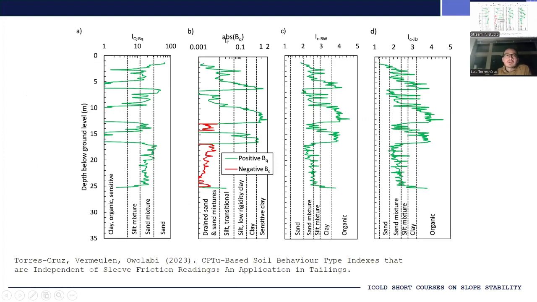And the nice thing of having these soil behavior type indices, such as IC as defined by Been and Jeffries, or BQ as I showed you, that you can use on the Schneider chart. There's also a version of IC that was proposed by Robertson and Wride, and there are other indices proposed in the literature. Anyway, the nice thing of these indices is that they allow you to plot profiles of soil type, so that you can see how your soil type is changing as you go deeper into the ground.